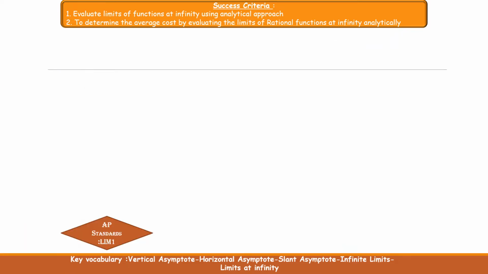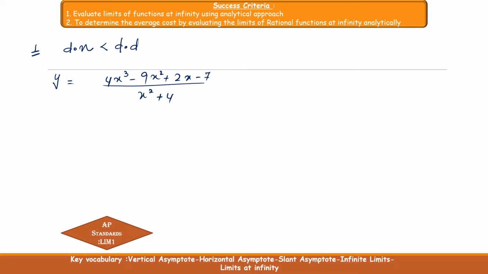Let's try to understand this horizontal asymptote by giving equations. First case, let's suppose that the degree of the numerator is less than the degree of the denominator. What does it mean? Let's suppose I have the equation 4x cube minus 9x square plus 2x minus 7 divided by x square plus 4.